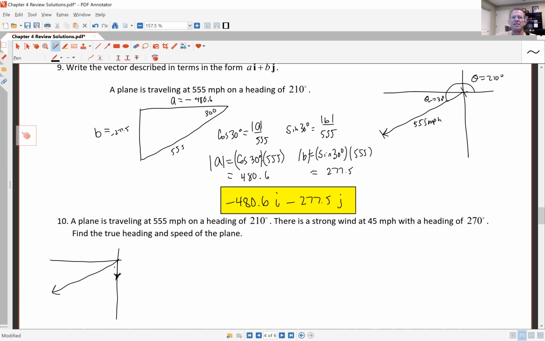Well, if the plane is trying to go down and you have wind that's also pushing it down, it's going to take it further down. So the resultant of these two vectors, by adding them together, is going to be the true heading and speed of the plane. So true direction or heading and speed. We have to take and find the resultant.